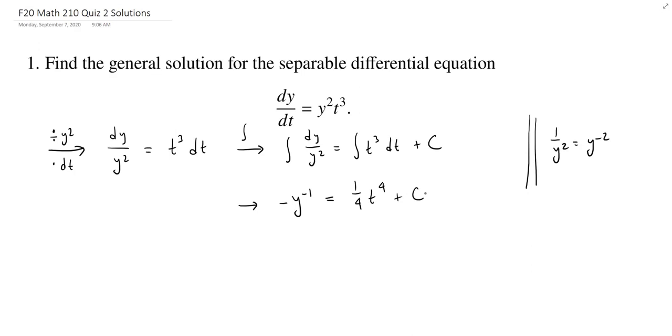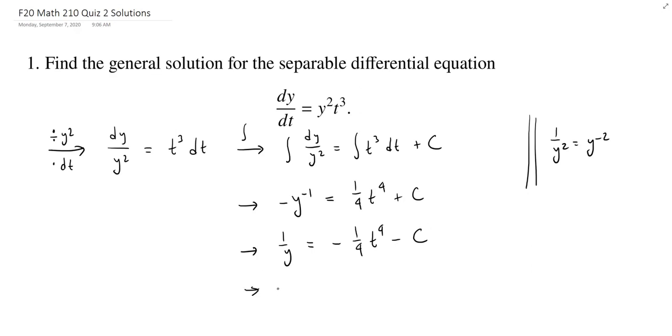Okay. We can, if we like, solve for y here. So first, I would get rid of the negative. And let me rewrite the y inverse as 1 over y. So I have 1 over y equals, now I negate everything, and I have negative 1/4 t to the 4th. And I can write plus or minus c here. I'll write minus c just so that it doesn't look a little weird. But remember, this c could be any constant, so whether we add or subtract it doesn't matter.